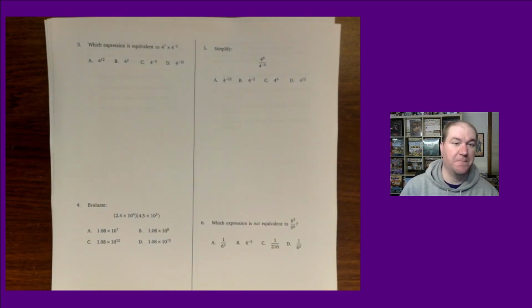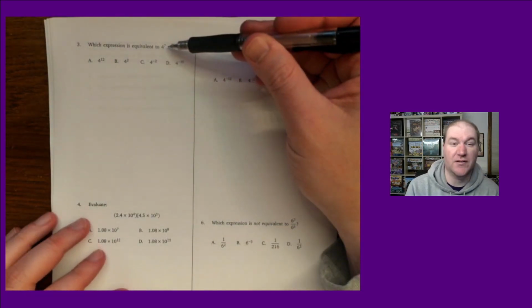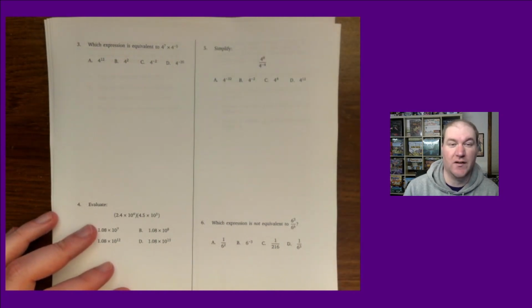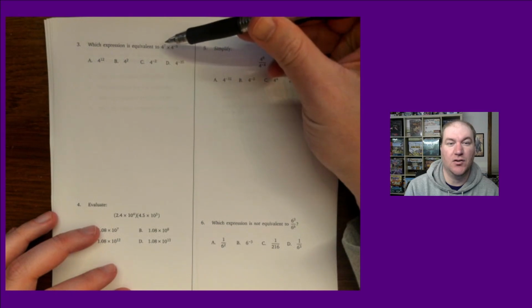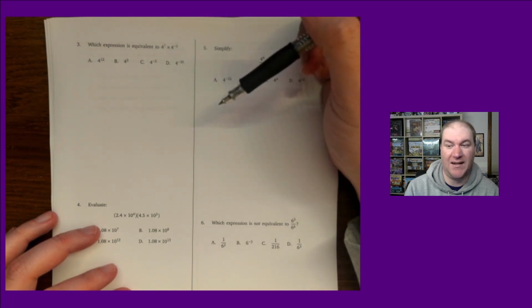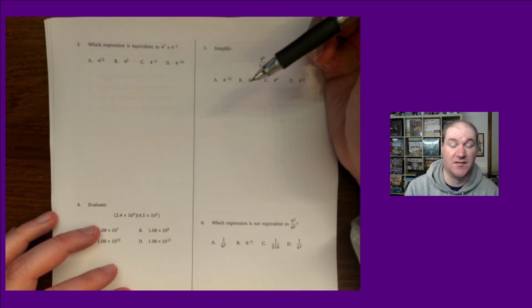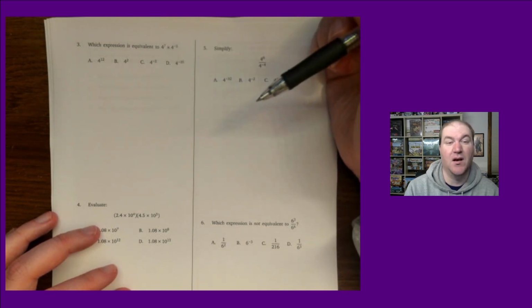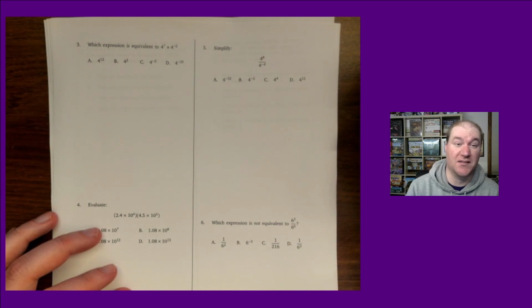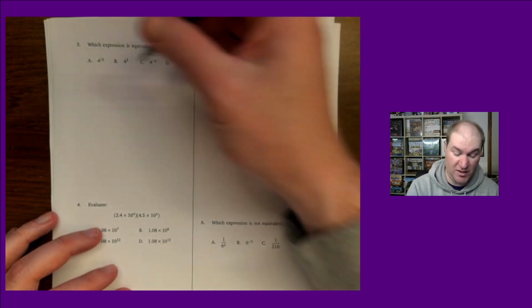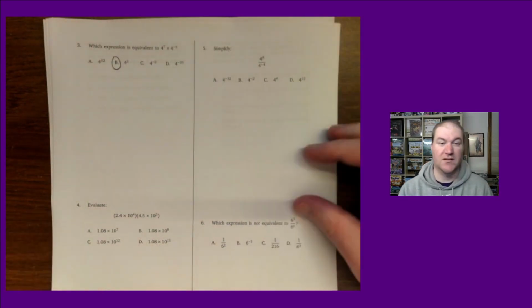Question number 3. Which expression is equivalent to 4 to the 7th times 4 to the negative 5th? When you multiply, you can simplify by adding exponents as long as the bases are the same. These bases are the same. So let's add these exponents. 7 plus negative 5 is positive 2. The base stays 4, so our answer is B, 4 to the 2nd power.